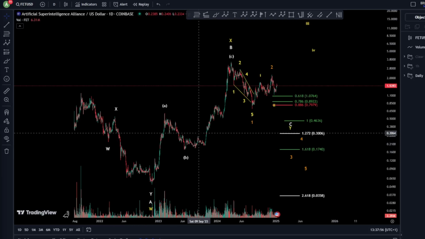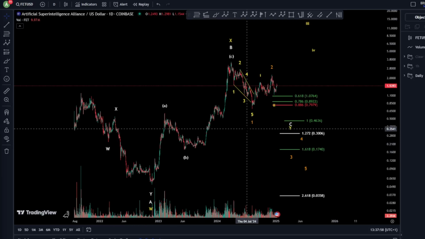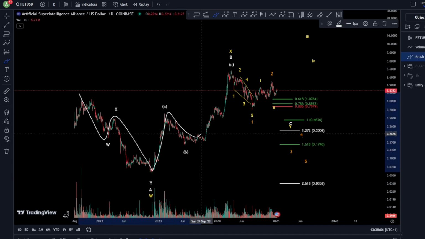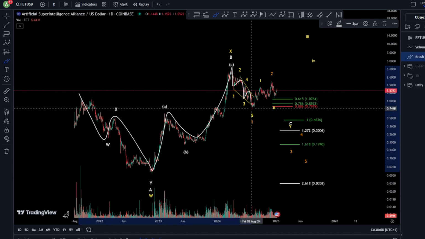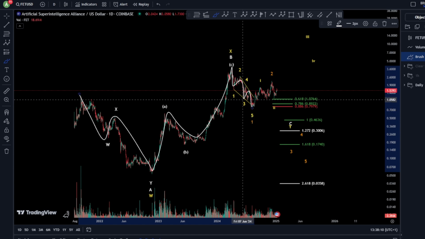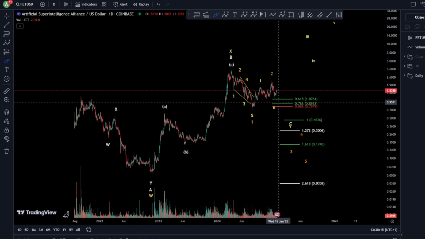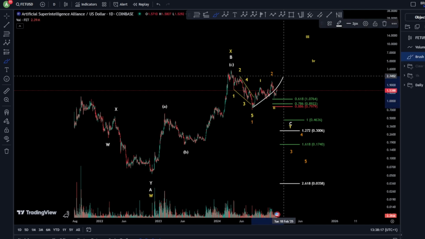Hello everyone, welcome to a new video for FET price prediction based on Elliott wave analysis, as we are looking at our bullish and bearish scenario in the daily, where we might have finished in 3 waves down, 3 waves up, and 5 waves down for a wave C, very short wave C in a running flat. After this, you would like to see, of course, a reversal toward the upside for higher prices.